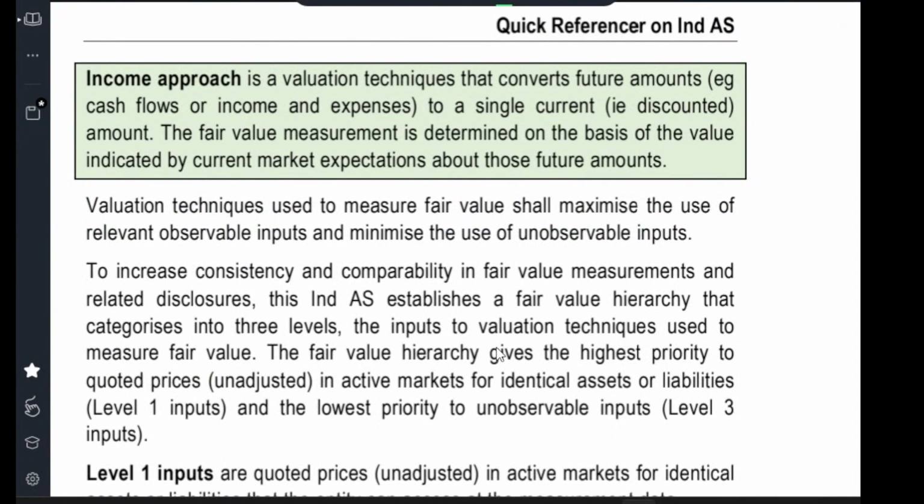Income approach. The valuation technique is to convert the future amount of cash flow or income or expenses to a single current, discounted amount. The fair value measured is determined on the basis of the value indicated by the current market expectation about the future amount. So if we have this asset with us for the next 5 years, because the asset's useful life is 5 years, what will be the income it will generate? Make it the present value using the interest rate, like an FD provided by the bank. What is the present value of the future income? That will be the income approach.